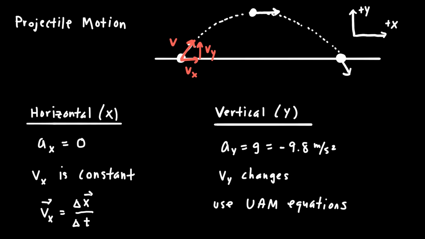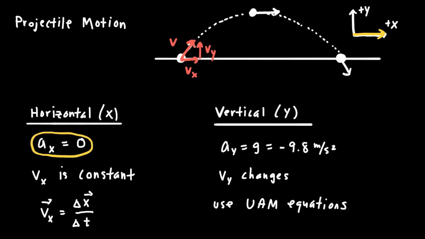And once you have that broken down, you can start to talk about what's happening in the horizontal and vertical directions. In the horizontal direction, so moving from left to right, which I've indicated in my coordinate system, the positive x direction is to the right. The acceleration in that direction is 0. And that's because the moment I get done kicking or throwing or whatever, launching this object, there's nothing in the x direction that can accelerate it. The only thing that could do that would be air resistance, which is negligible in most cases. And so for that reason, the acceleration will be 0.